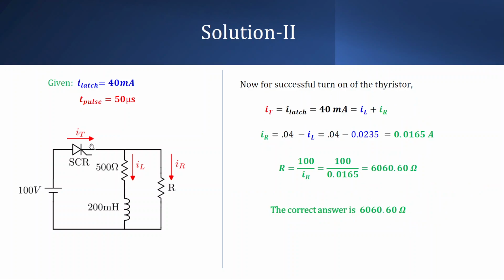So I have again written that IT is equal to IL plus IR, and we want the value of IT to reach 40 milliampere after a period of 50 microseconds, and we have seen that IL has already reached a value of 23 milliampere. So IR must be 16.5 milliampere or 0.0165 ampere. So if this is the value of the current which we want to flow in this branch, what would be the value of R? That is nothing but 100, the voltage across this resistance, divided by the current which we have already found. So the value of resistance would be 6060.60 ohms.